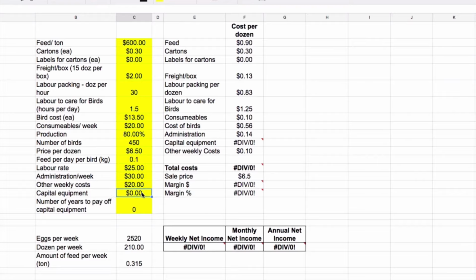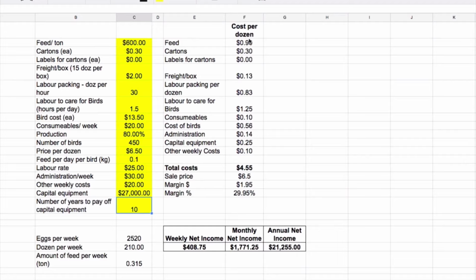So capital equipment. So if we've got 450 hens, we're going to get a chicken caravan for 450, some fences, some feeders, a bunch of stuff, some egg trays. I'm going to say $27,000 worth. A number of years to pay off. So this is so we can write it off, like it can pay it off. So I'm going to say over 10 years. Now, with the 10 years, it's not a mortgage calculator, so it's not working out the 10 years based on an interest rate of whatever. It's just breaking it down per dozen.